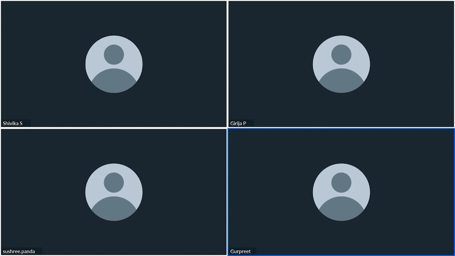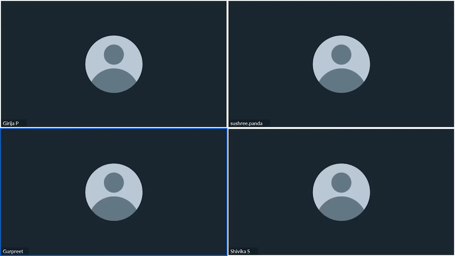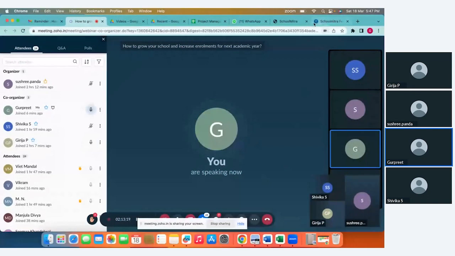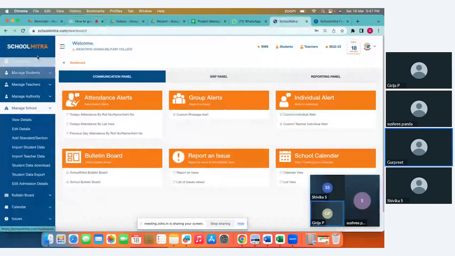Okay, so I will quickly move on to the actual solution. Just share my screen. I hope my screen is visible to all of you. No, Gurmeet, it's not visible. No, it's not. It's visible? Perfect.